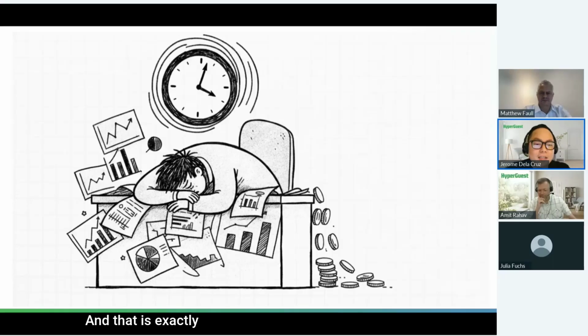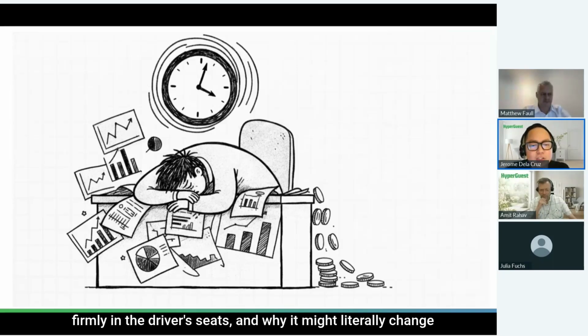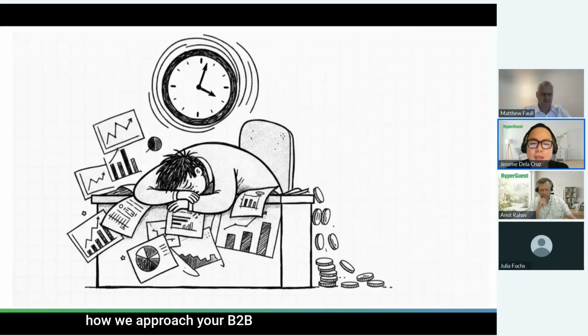And that is exactly where Revenue Compass comes in. Today, we're exploring a tool designed specifically to eliminate those exact pain points. We will break down how this intelligent distribution optimization engine actually works, how it keeps you firmly in the driver's seat, and why it might literally change how we approach your B2B wholesale pricing strategy.